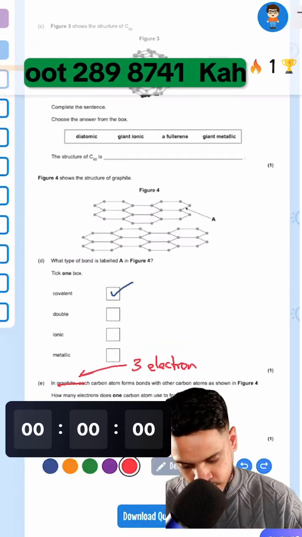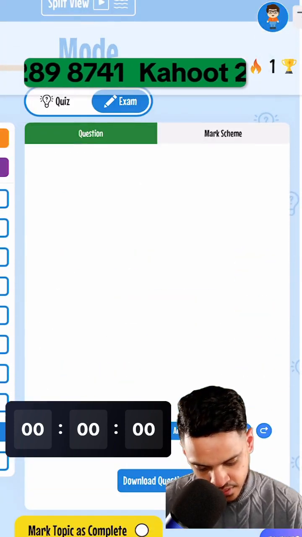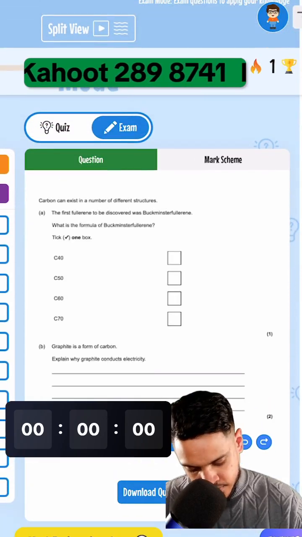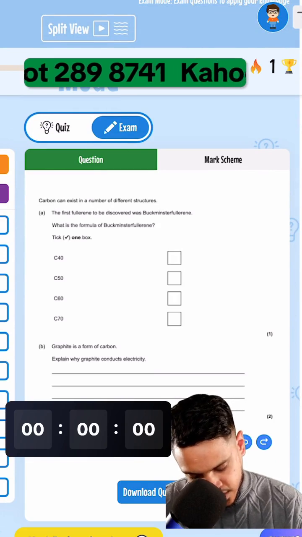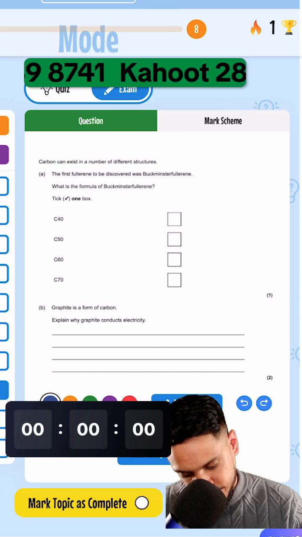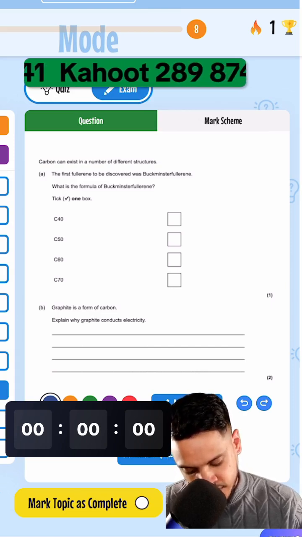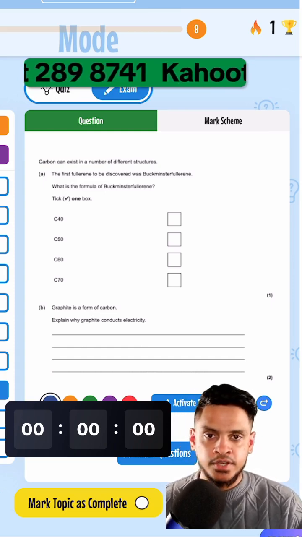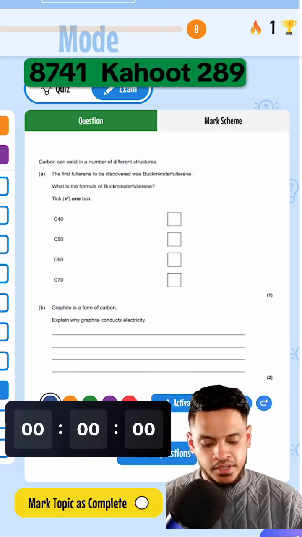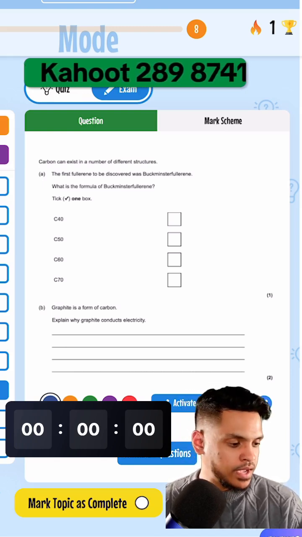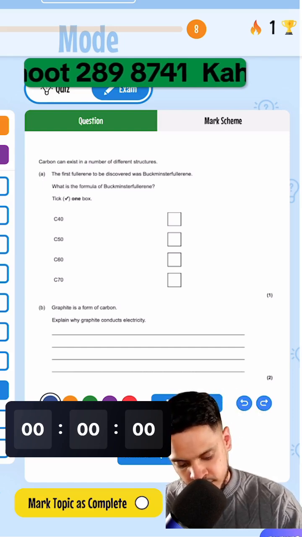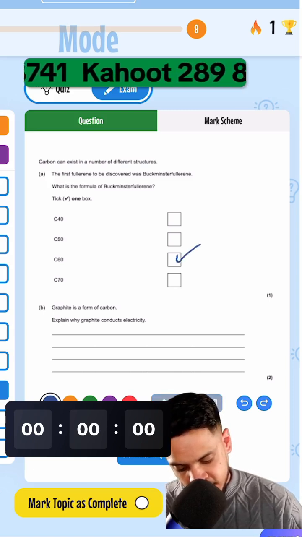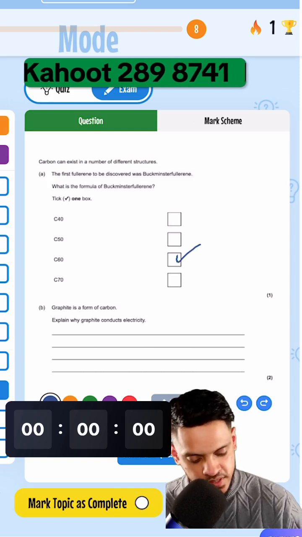Okay, let's do one more question and then we'll call it a day. Okay, let's try this. Buckminster fullerene. Who remembers the molecular formula for Buckminster fullerene? It's carbon. It's the one which is a ball. It's like a football. How many are there? Yep, Jeneth remembers. It's C60.